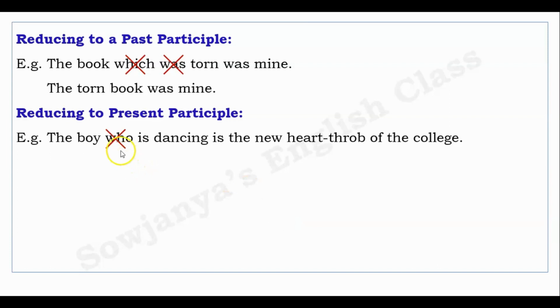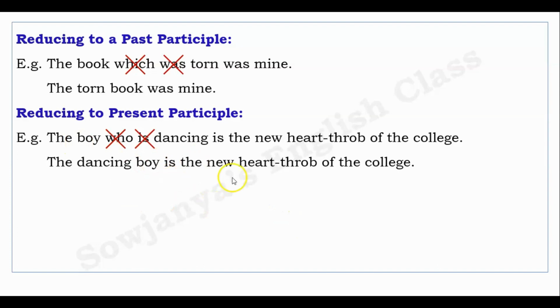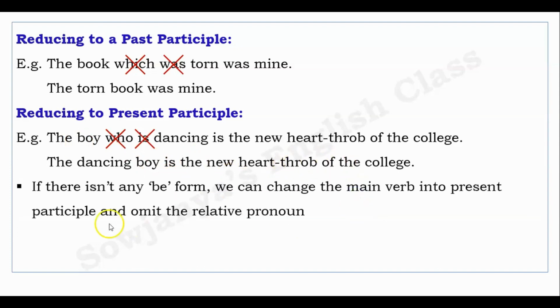First rule is omit relative pronoun. Here it is who, verb to be is, and then this dancing as an adjective will come before the noun boy. The dancing boy is the new heartthrob of the college. Okay. And then if there isn't any be form, what shall we do? We can change the main verb into present participle and omit the relative pronoun. Main verb into V1 plus ing.